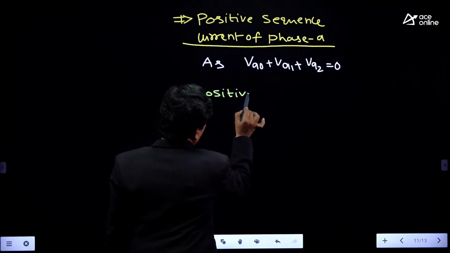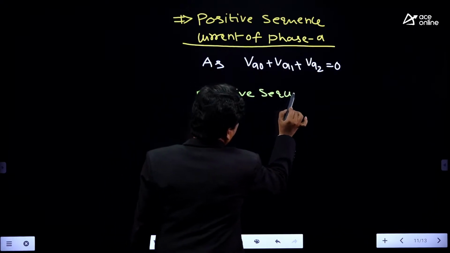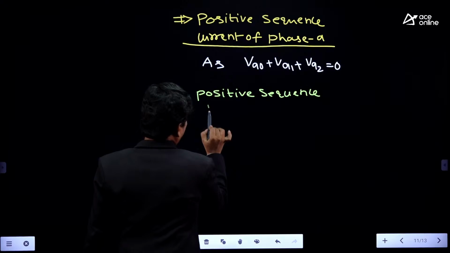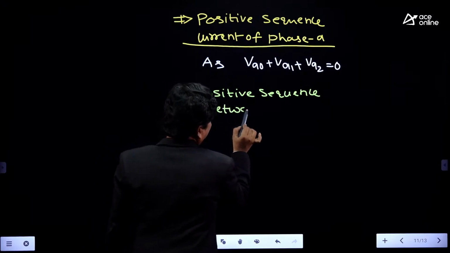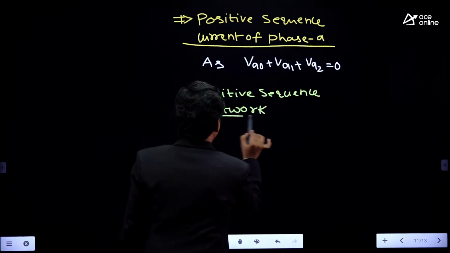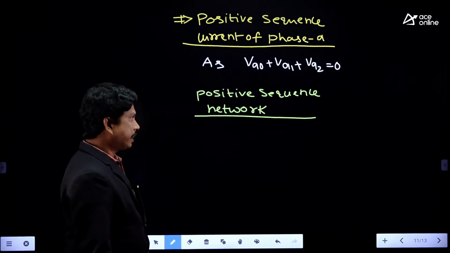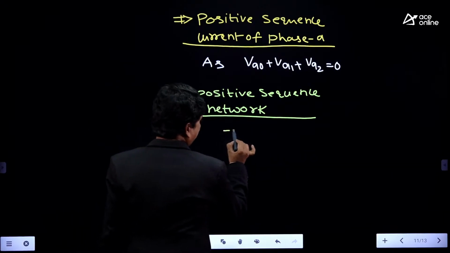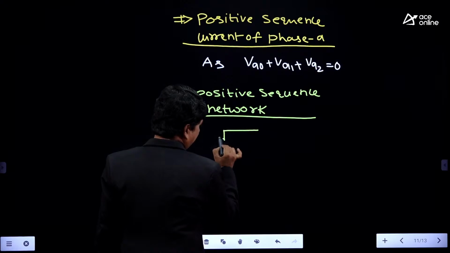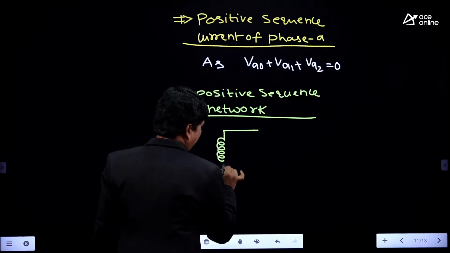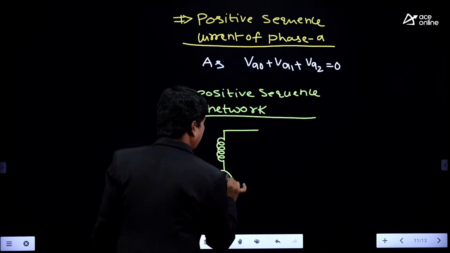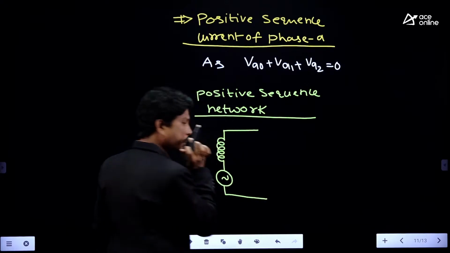Positive sequence network, the positive sequence network of the generator. The positive sequence network consists of the positive sequence impedance and the positive sequence source.